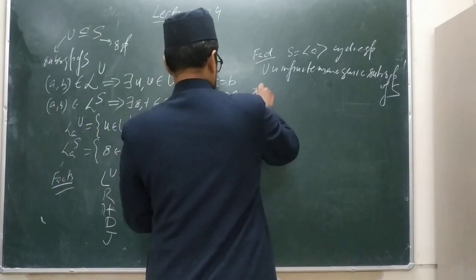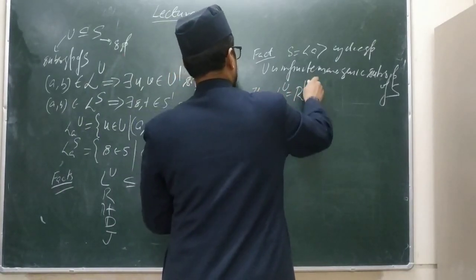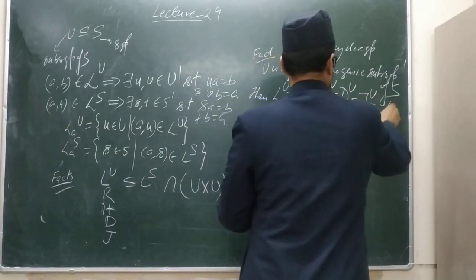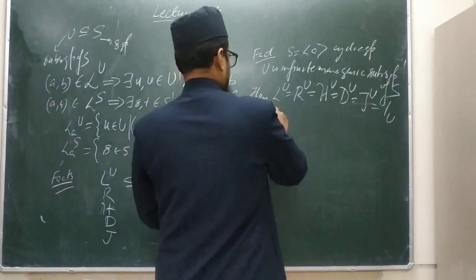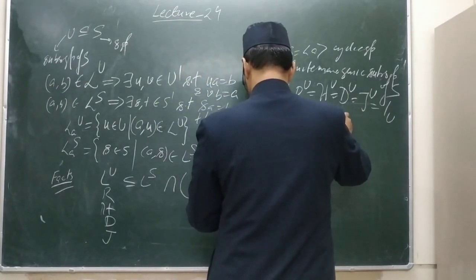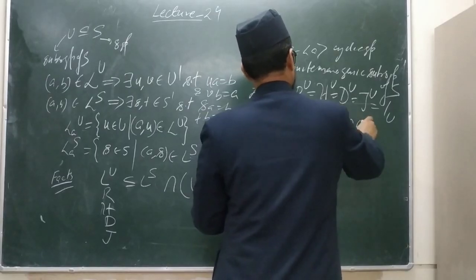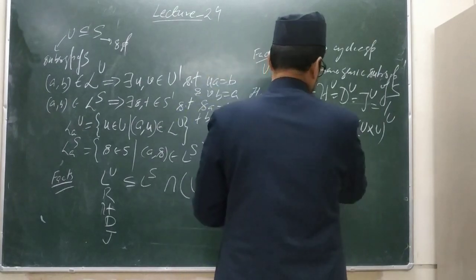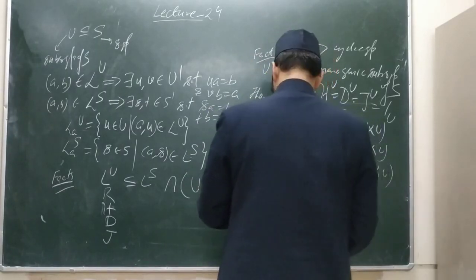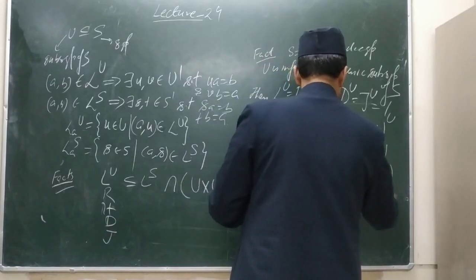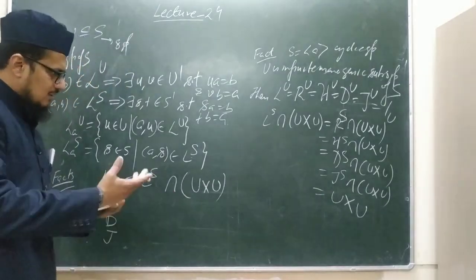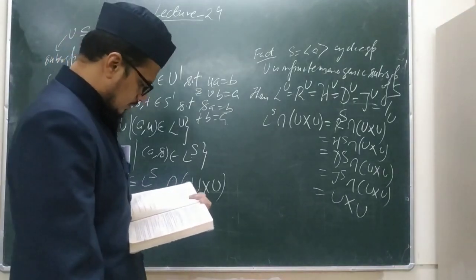Then L_U is equal to R_U is equal to H_U is equal to D_U is equal to J_U is equal to the identity relation on U, correct? And L_S intersection U cross U is equal to R_S intersection U cross U, same for H_S, D_S, and J_S intersection U cross U, which is equal to U cross U. So I leave this for all of you to do by yourself. Try to do it by yourself. It is easy.